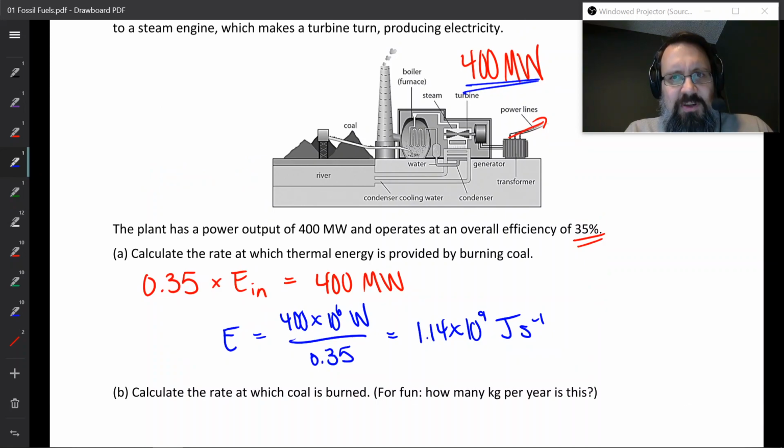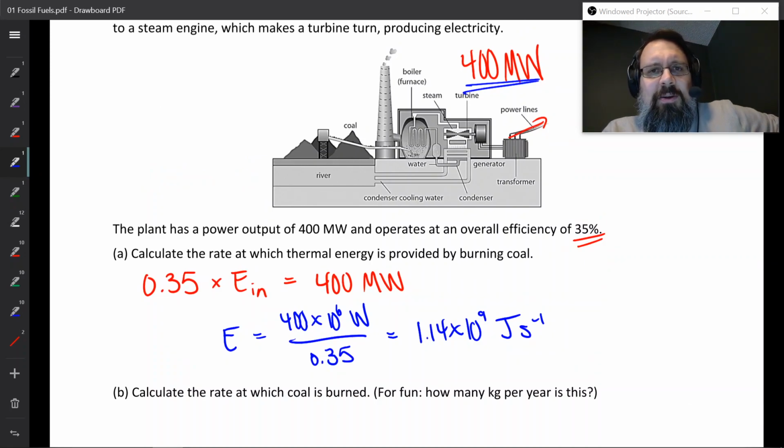Power plants are very inefficient, especially when they're burning coal. There are other sources of generating power that are more efficient, but generally for fossil fuels, you're looking at something in the 30% range for your efficiency of energy conversions. So this is a lot of energy that we're going to need to supply. We're going to need to burn an equivalent of 1 billion joules per second worth of coal.